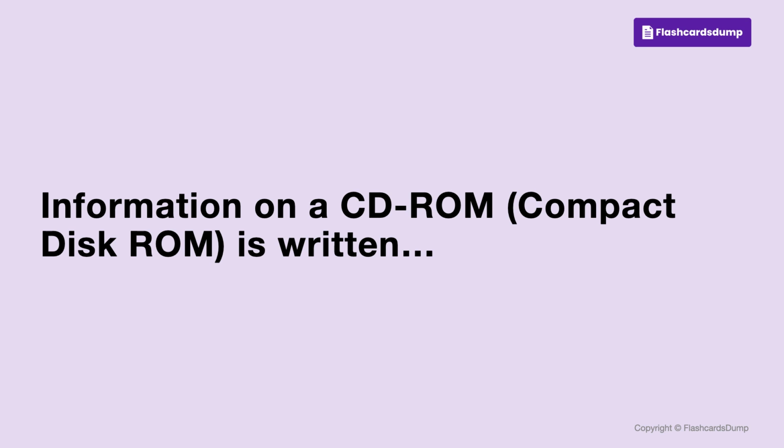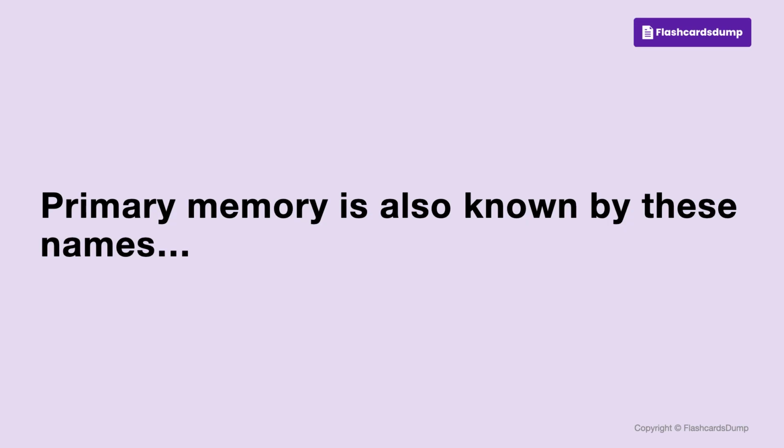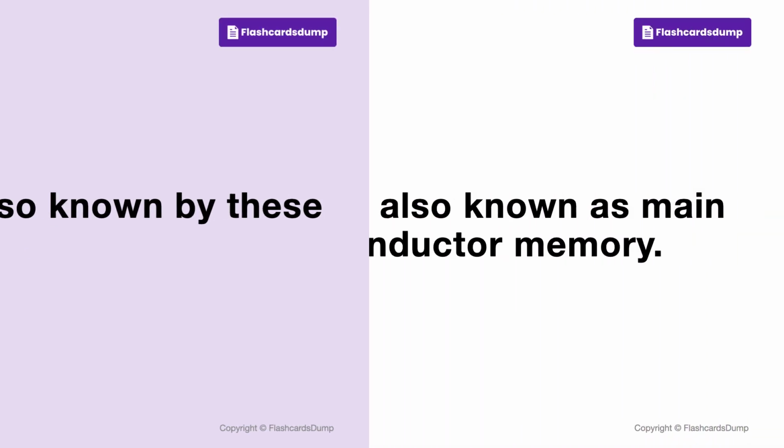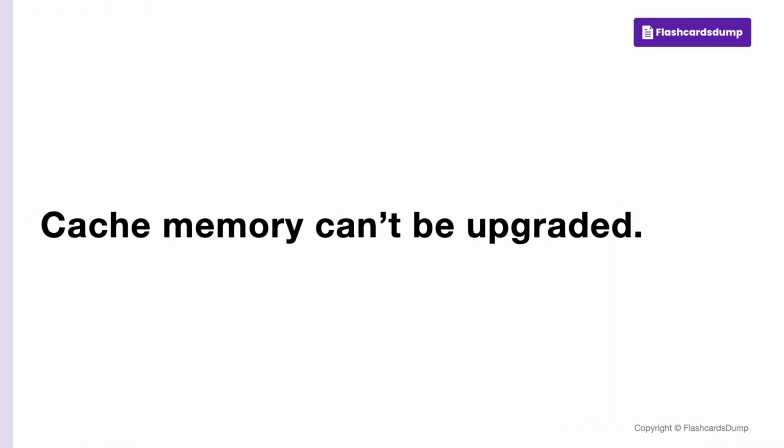Information on a CD-ROM, compact disc ROM, is written at the time of manufacture. Primary memory is also known as main memory or semiconductor memory. Cache memory can't be upgraded as it comes with the CPU.